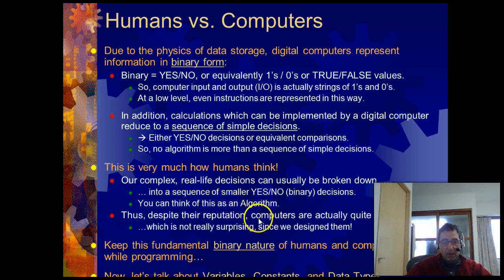Thus, despite their reputation, computers are actually quite similar to us, which is not necessarily surprising since we designed them. Keep this fundamental binary nature of humans and computers in mind while programming. Now let's talk about variables, constants, and data types. Okay, let's stop this video.